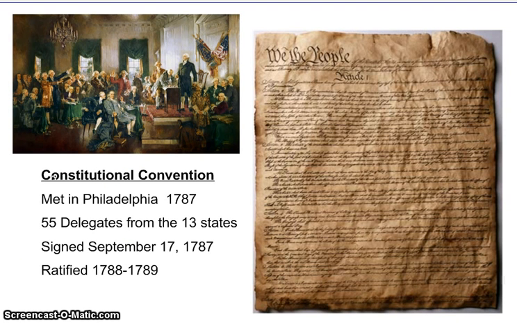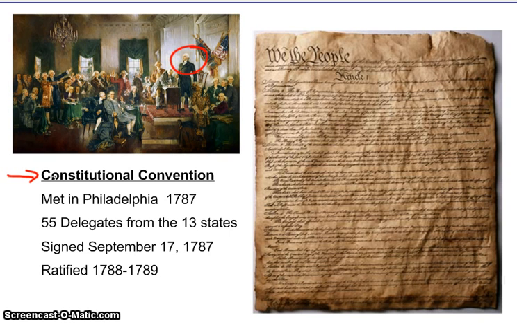The Constitution is the rules, the guidelines for our country, how we run our government. It was created at a meeting called the Constitutional Convention, which took place in Philadelphia in the year 1787. There were 55 delegates, 55 people there, you can see in the picture, from all of the 13 states. George Washington was elected president of the delegation, and they worked all throughout the summer, and they finished it and signed it on September 17th, 1787.